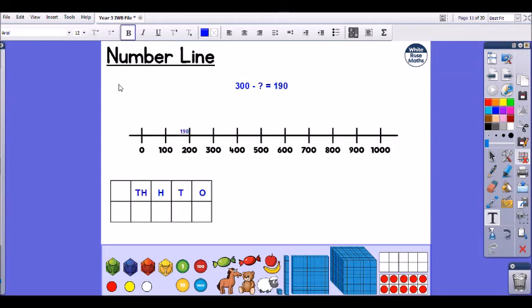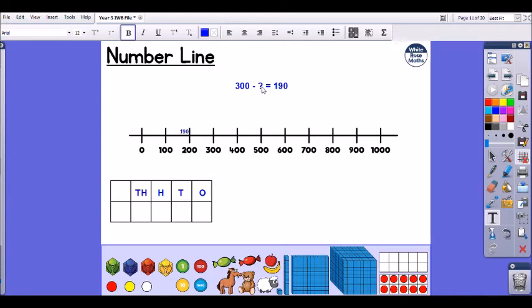Okay, we're going to finally look at one more question. This is a mystery number question. If you want a little bit of guidance on how to work out mystery numbers, check out my last video, which you can find in the description below. Here we have the question. 300 take away something equals 190. Now a question like this again can get people to freeze because we're not used to seeing a question mark in the middle of the number sentence like this.